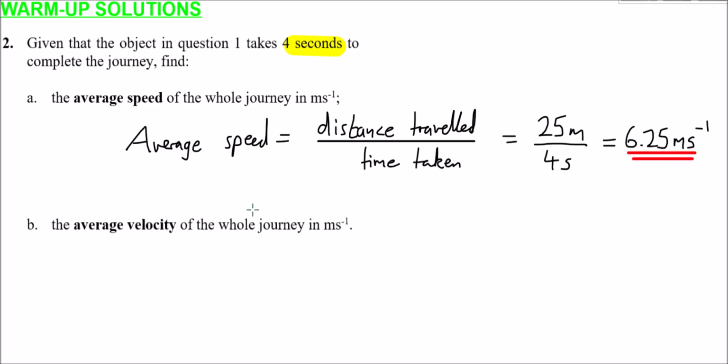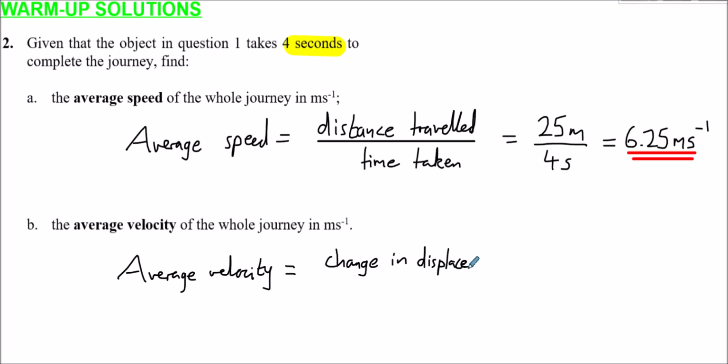For part B, we need to work out the average velocity, which is something different altogether. So average velocity is very similar in terms of how the formula looks. But rather than at the top being distance travelled, the top is simply change in displacement. It's the rate of change of displacement, I should say, rather than the rate of change of distance.